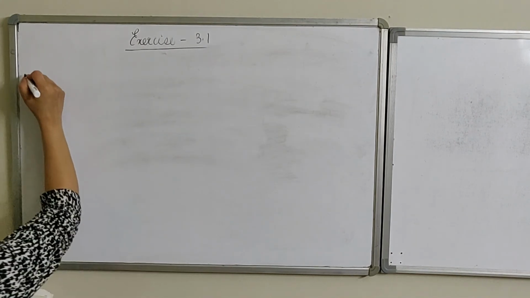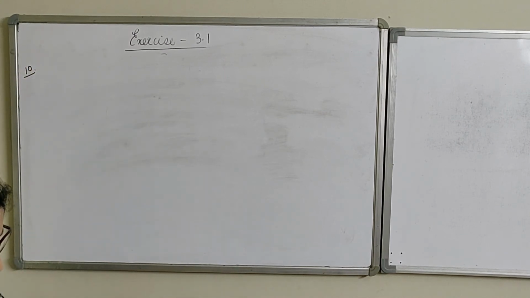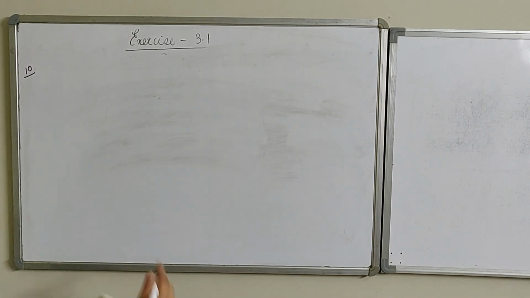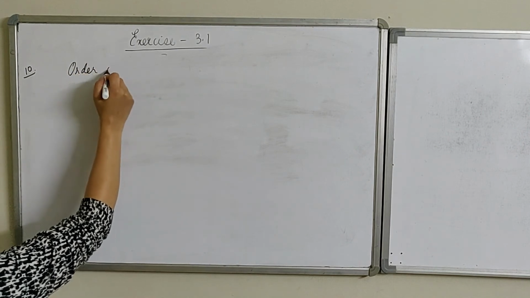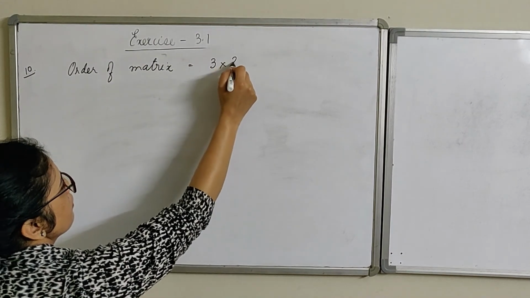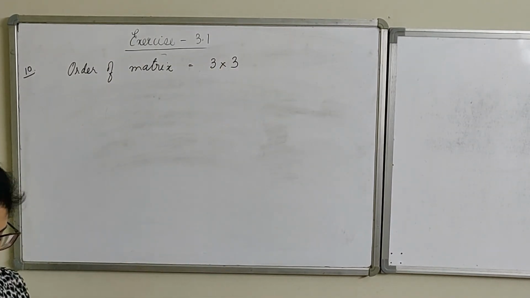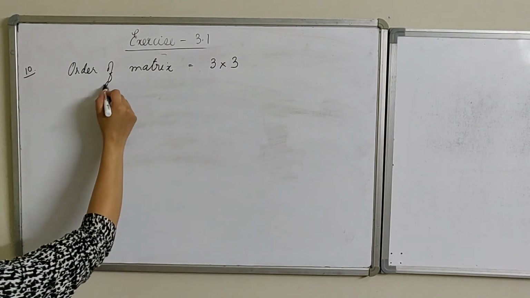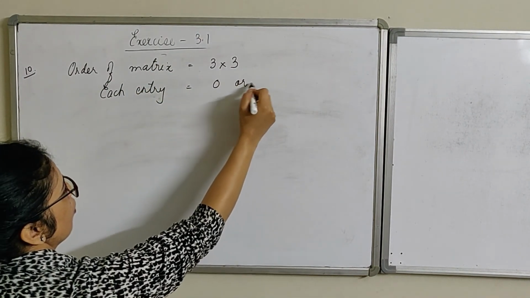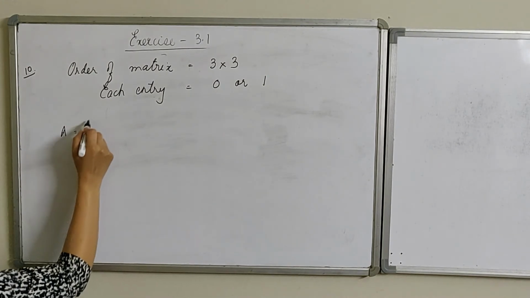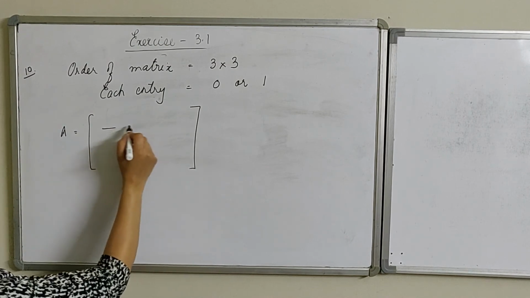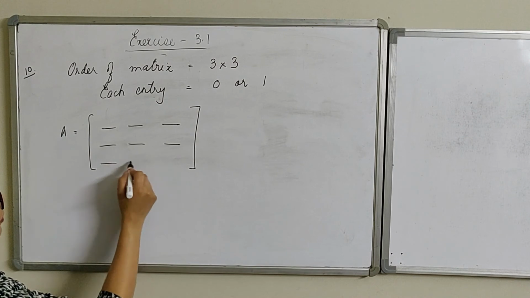Now question number 10. It's given in the form of an MCQ. The number of all possible matrices of order 3 by 3. Order of matrix is 3 by 3. So we know it's a square matrix, and each of these entries is 0 or 1. So each entry is either 0 or 1. So a 3 by 3 matrix, that means we'll have 9 elements. So I am just putting a dash here to represent this matrix.